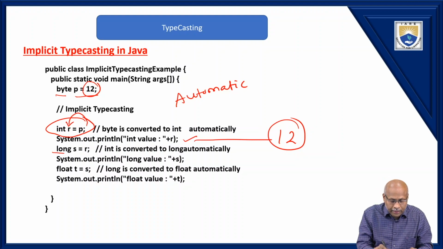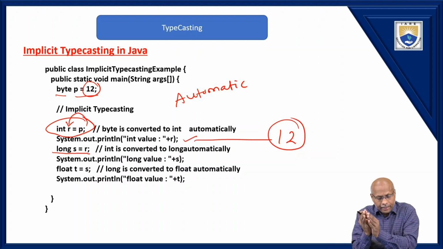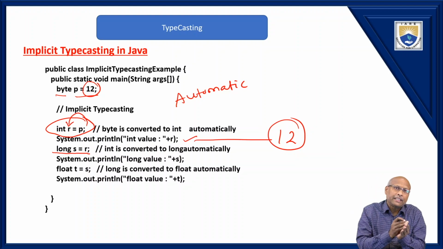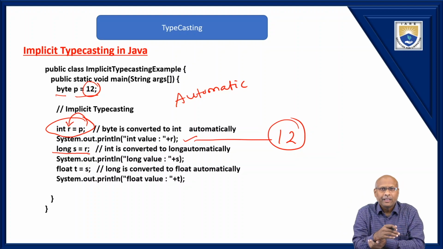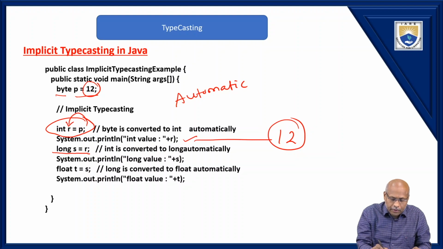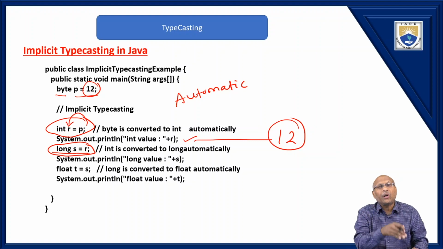Next, I am writing one more sentence. If you observe here, long sc equal to r. sc is a long variable, whereas r is an integer type. r requires 4 bytes, whereas sc requires 8 bytes. So this 4-byte data you can convert into 8-byte data automatically. This sentence is called an implicit typecasting statement. It will convert integer to long automatically. You need not write anything explicitly.